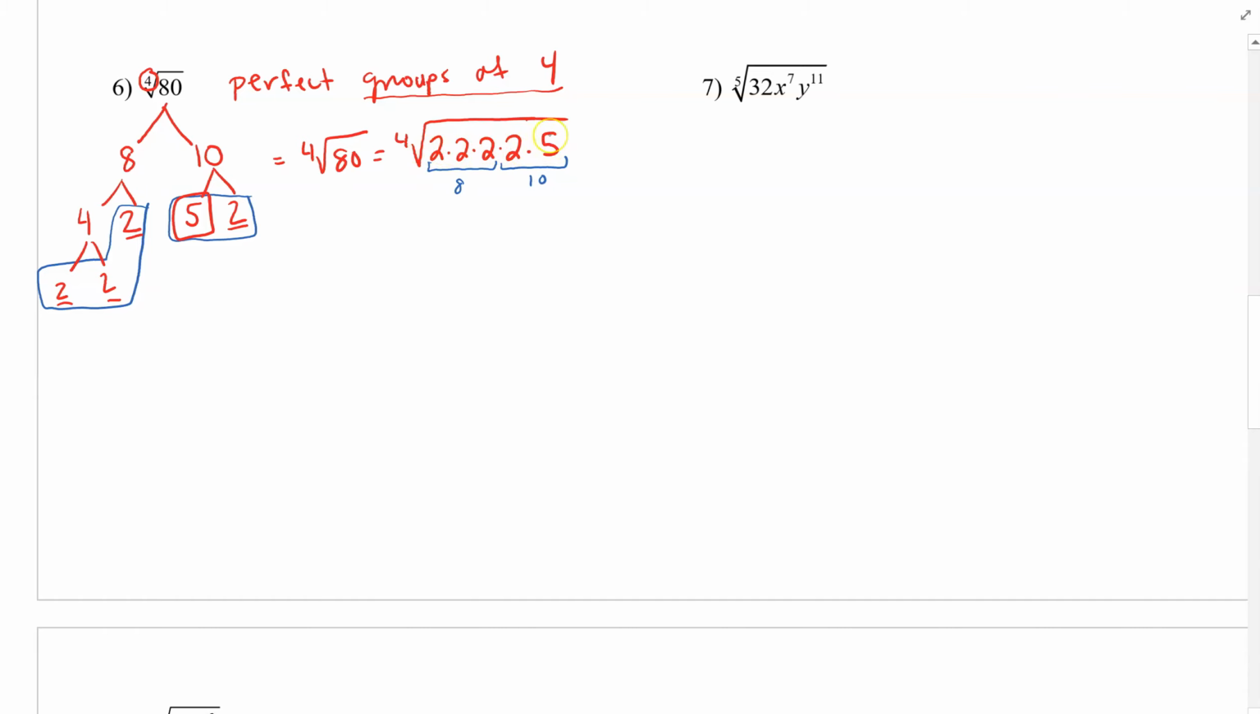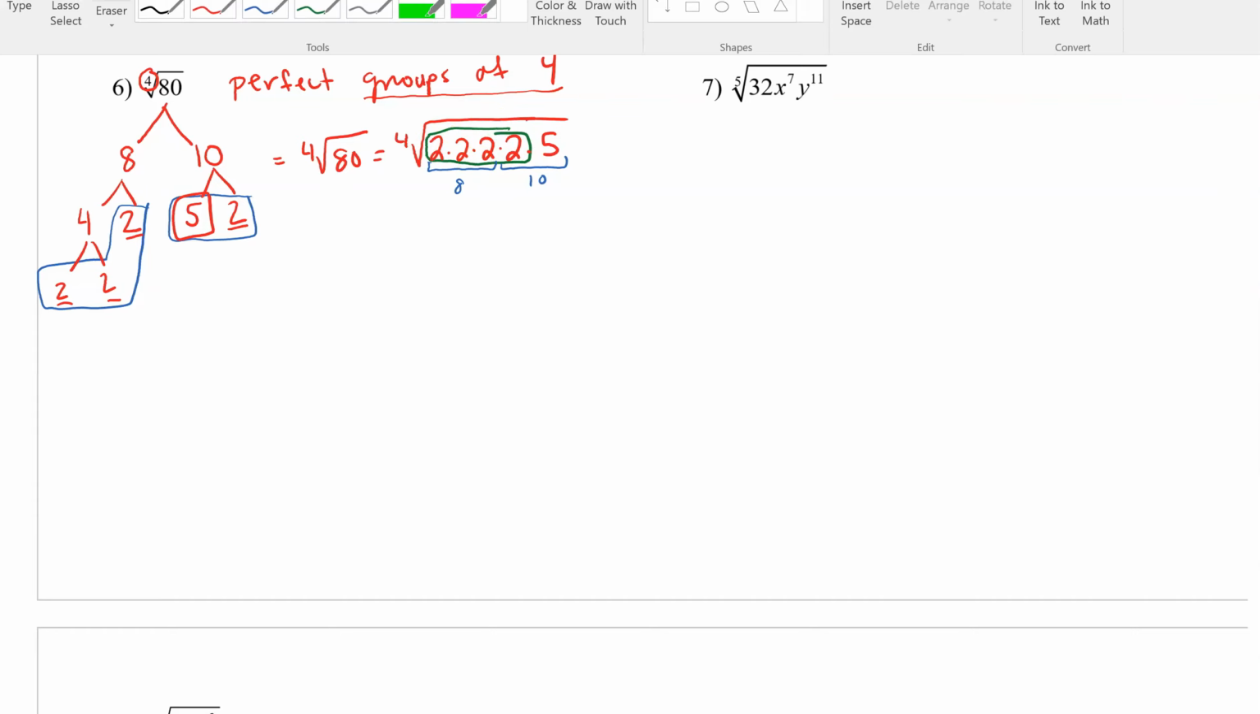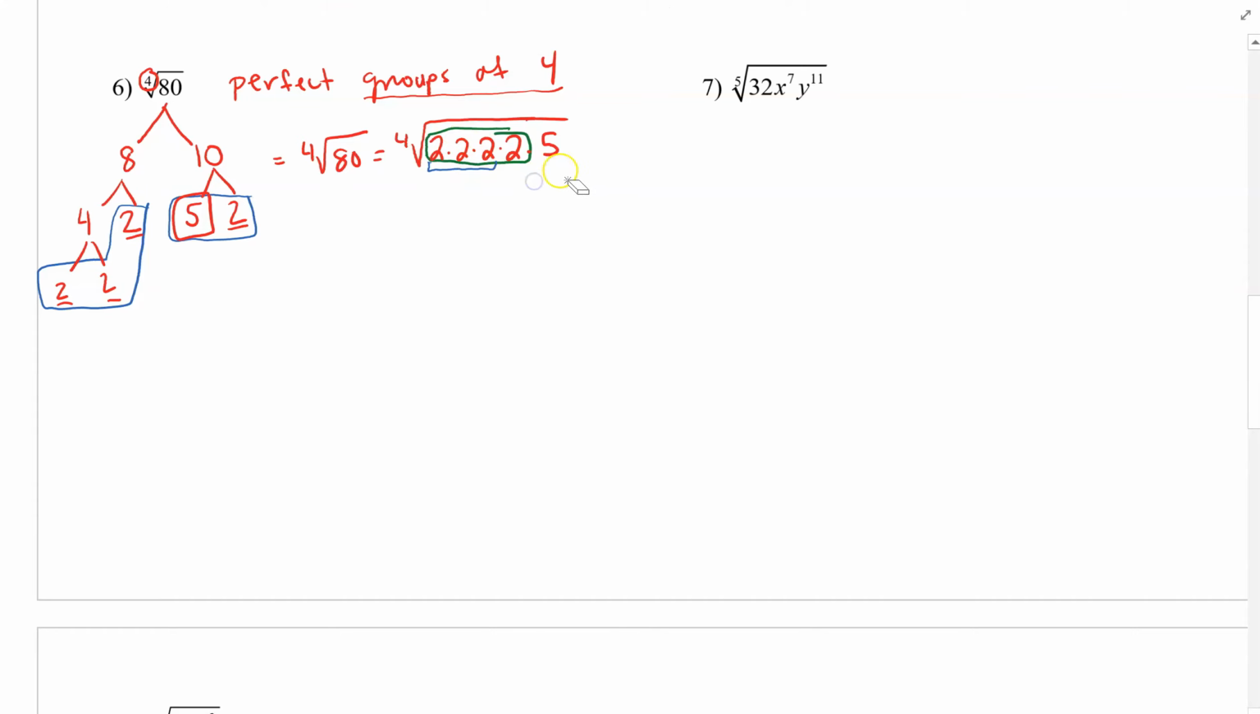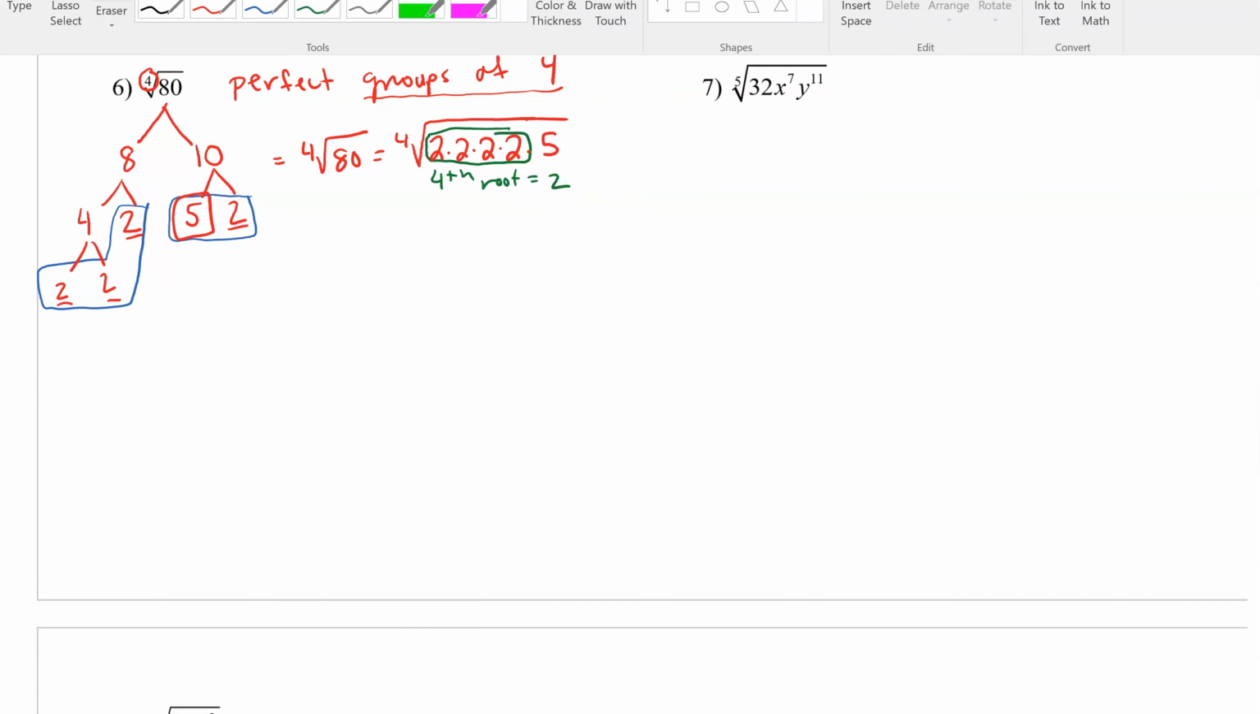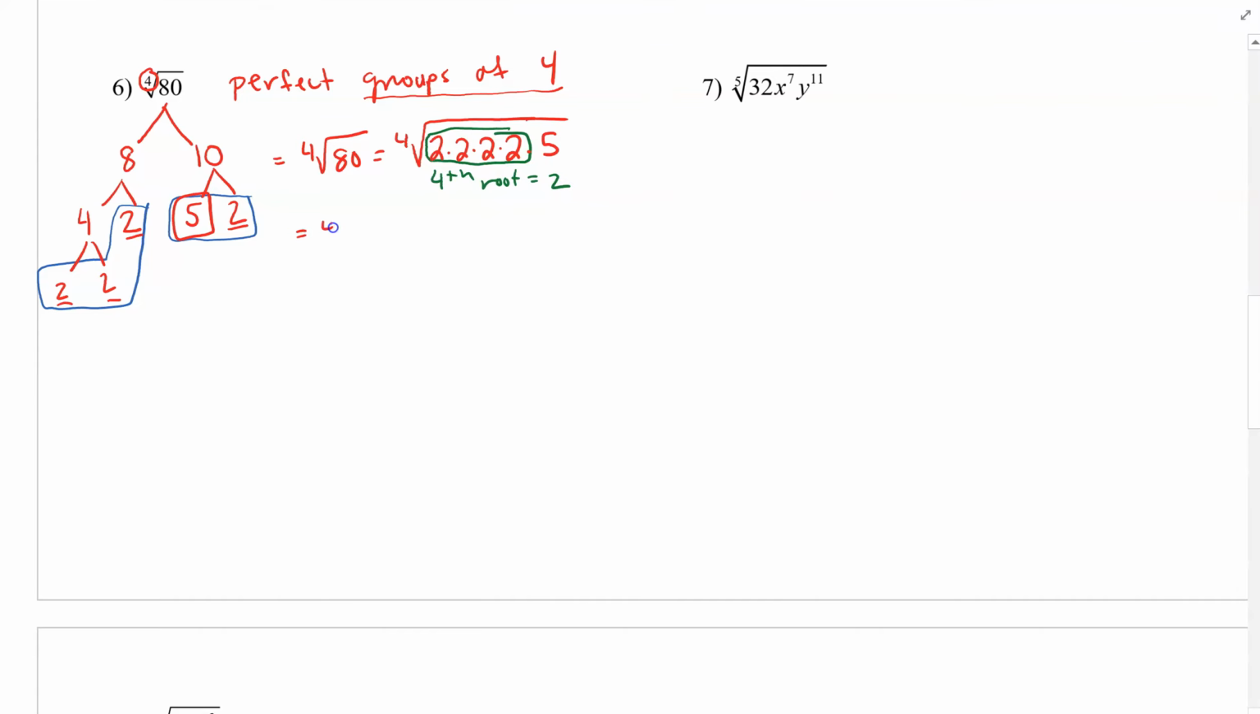It's really 4 2's and a 5, which works out great for us because I needed a perfect quartet. I needed a perfect grouping of 4. So that means I have a perfect 4th root, basically. My perfect 4th root is 2. That's what that means.